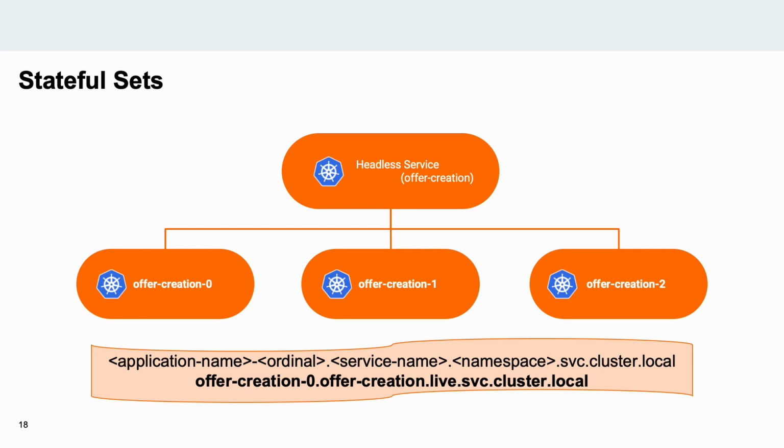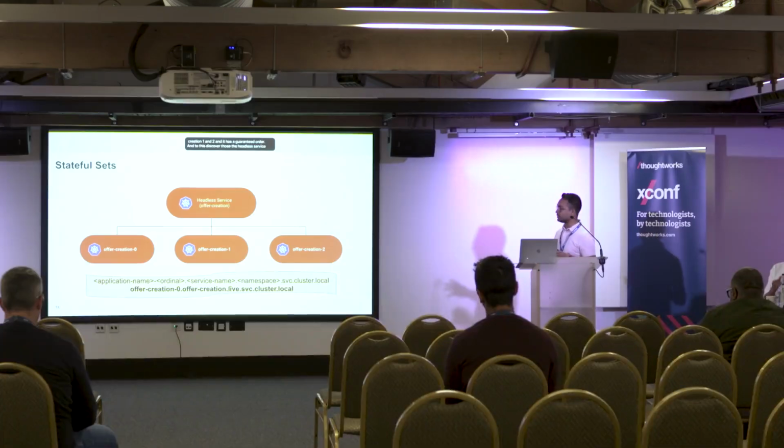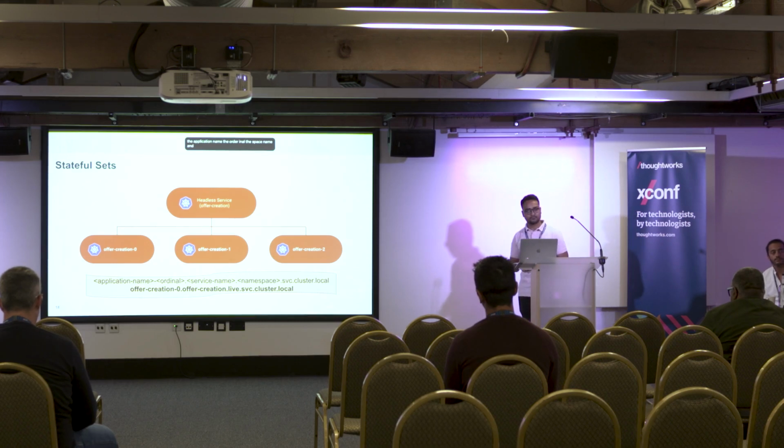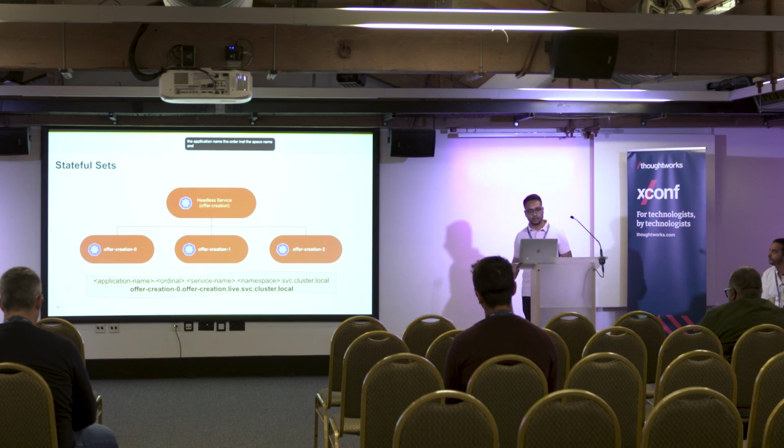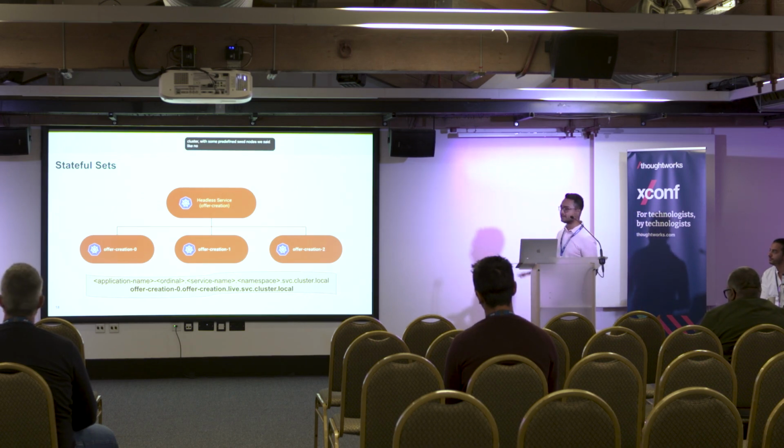And to discover those, the headless service provides us with a URL that can be easily formed: the application name, the ordinal, the service name, namespace, and svc.cluster.local. So that's how we created our cluster with some predefined seed nodes. We said node 0, 1, and 2 will be the seed nodes. But there are certain issues with stateful sets.